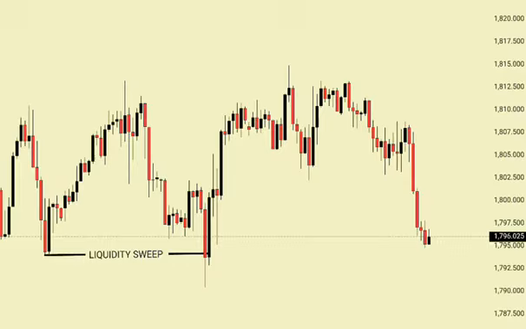Once liquidity is collected, price rejects the low, telling us that selling pressure is exhausted. This is the first clue that smart money is preparing for a long move. After the liquidity sweep, price starts moving upward with strength and momentum. This move breaks previous internal structure and creates a point of interest.